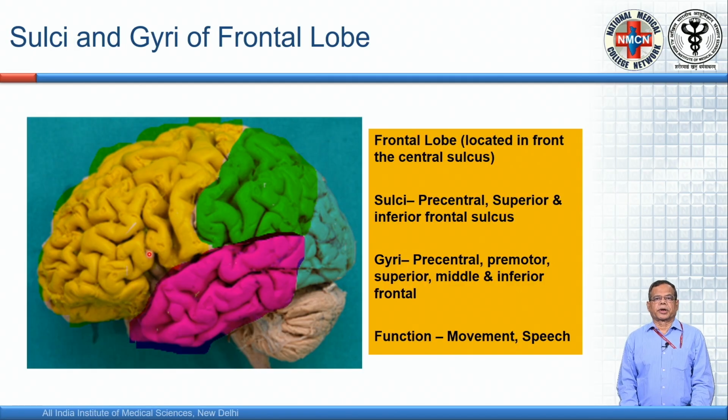So, to summarize, the frontal lobe is located in front of the central sulcus. The sulci present are precentral, superior and inferior frontal sulcus. The gyri are precentral, superior, middle and the inferior frontal gyri. The frontal eye field area and the motor speech area are located in the frontal lobe.